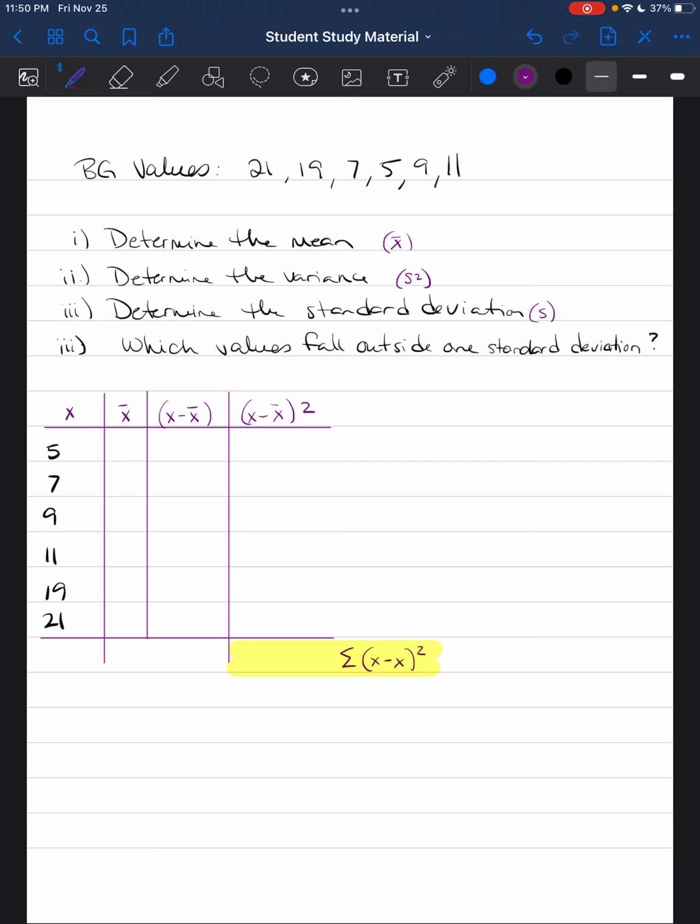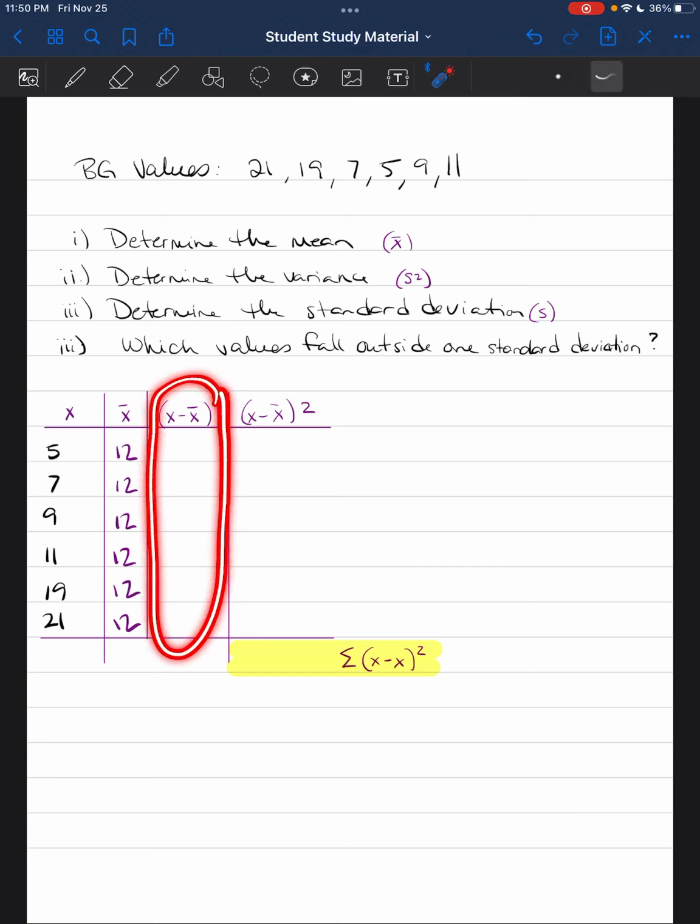So we can write that here. 12 is our mean, and you can see the mean is shown by x with a line over top of it. So we can go ahead and put our mean in here as such. Okay. The next step is to determine the variation from the mean. That is what we're going to determine right here.